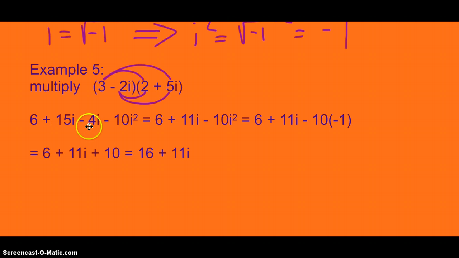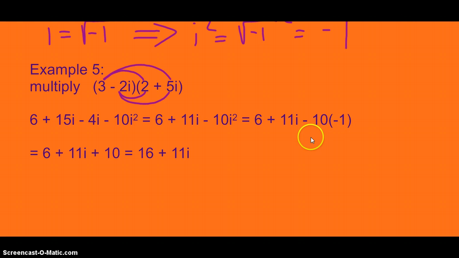I have 15i minus 4i, so that's going to make 11i. So I have 6 plus 11i minus 10i squared. That's what we did last chapter. But now that 10i squared is not an acceptable value. We can't leave our answer that way. So we go ahead and replace i squared with -1 because we know what that is.